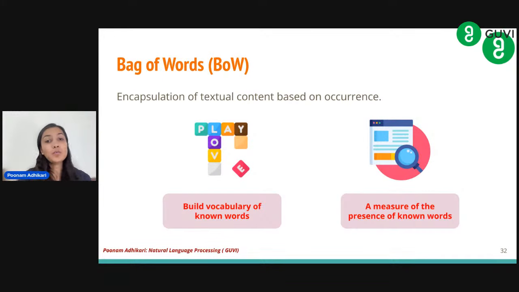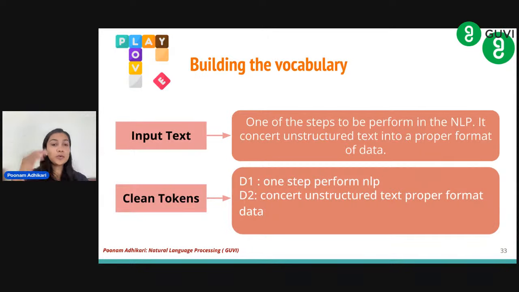Now, what do we mean by a bag of words? In the bag of words, we are counting the occurrence of each word that is present in the given document. For example, in the first document we have some text: good morning. That is, good is appearing once, morning is appearing once. The second thing that we are going to do is create a vocabulary.